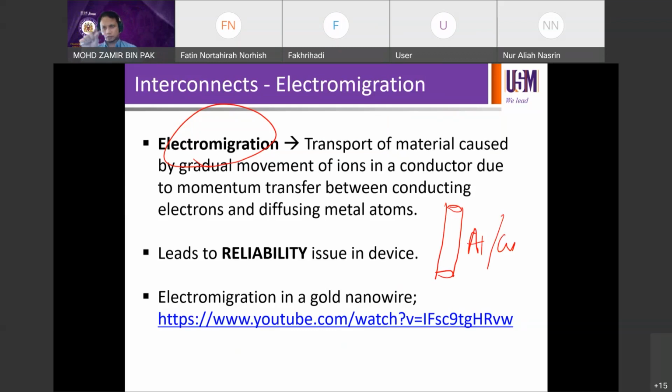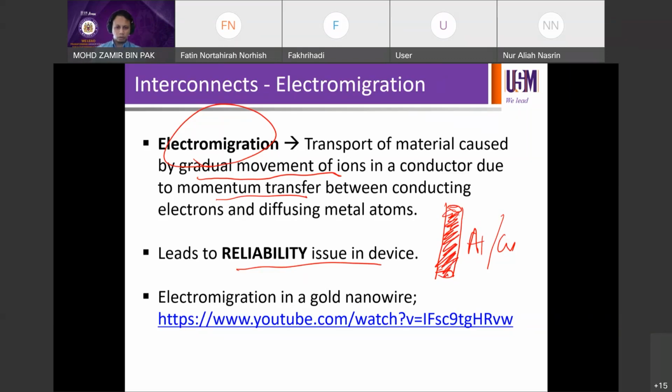So dalam conductor tu, there's this issue called electromigration. Ada movement, gradual movement of ions in a conductor. Conductor in this case bukan wire ni, but the interconnects themselves, due to momentum transfer between conducting electrons and diffusing metal atoms. So ada momentum transfer within the interconnect. Ada actually some physics within. Okay, so nampak macam everything is good, but then there are electromigrations going on. So it leads to reliability issue in the device. Okay, kita akan tengok what happens during electromigration. It's gonna break the whole interconnect. It can break partly, or the worst case, the whole thing, right?